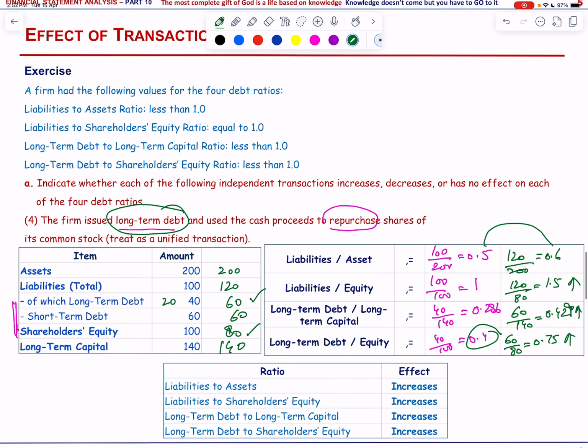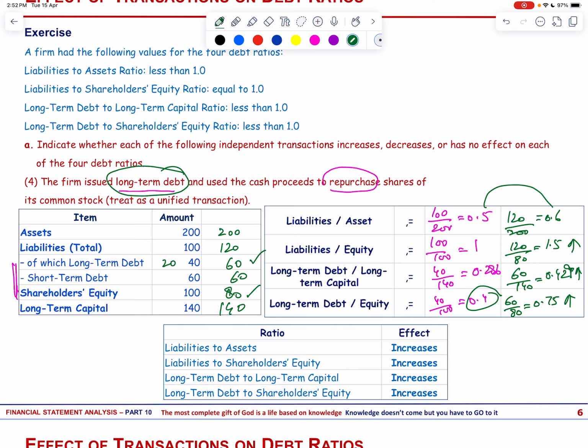So if you look at the summary, the liabilities to assets, the liabilities to shareholder equity, long-term debt to long-term capital, and long-term debt to shareholder equity, they all increase if the firm issues long-term debt and uses the cash proceeds to repurchase the shares of its common stock.